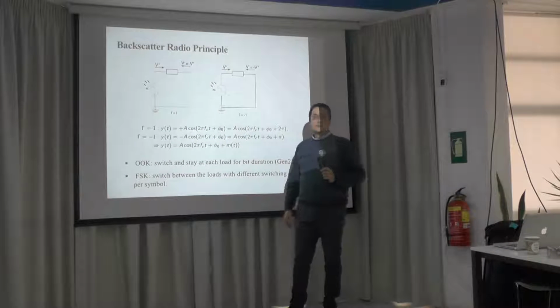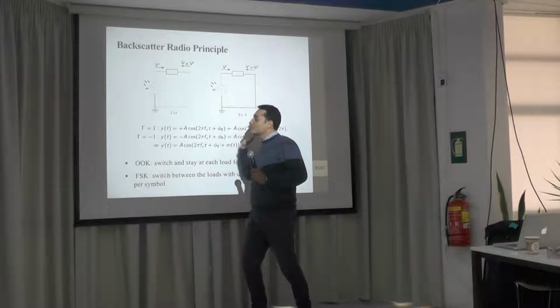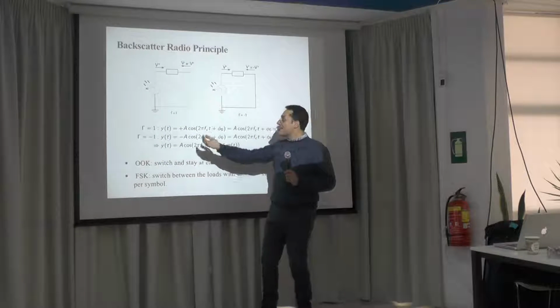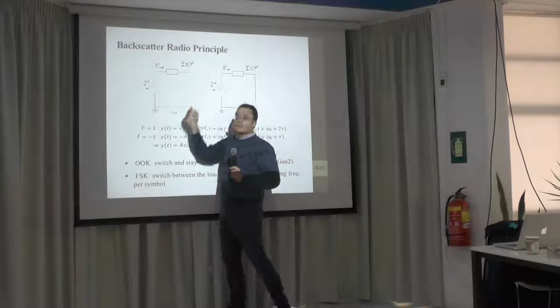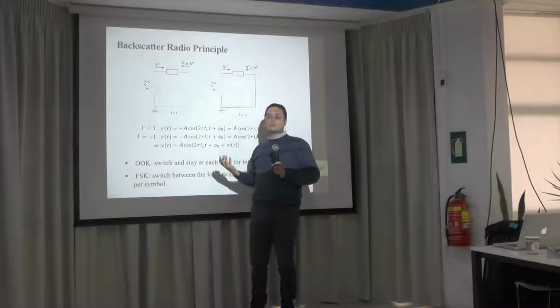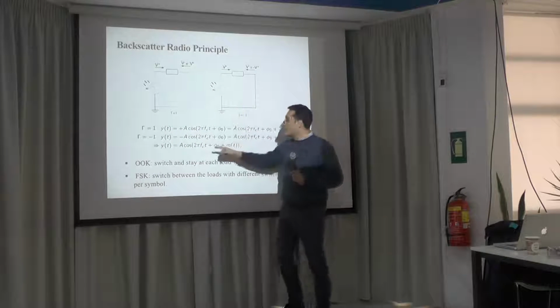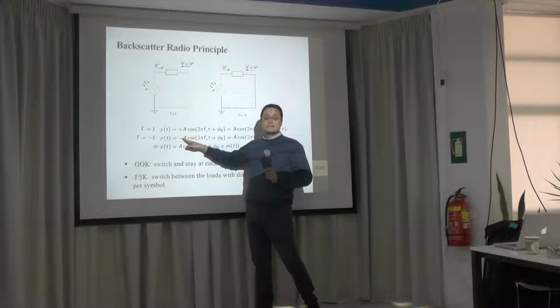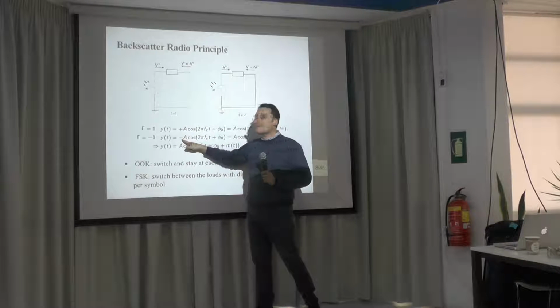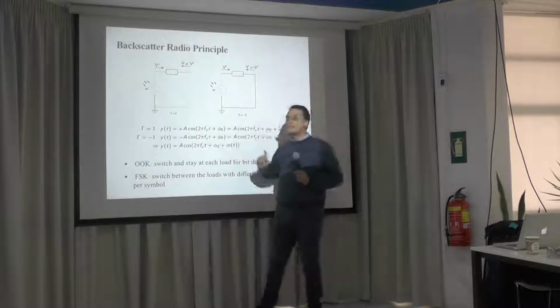In this case, I want the signal to be reflected back with the same sign with which it was impinged on the load, as opposed to this case, where I want a negative sign. So in this case I have plus, in this case I have minus, right? How can I put this sign inside the cosine?